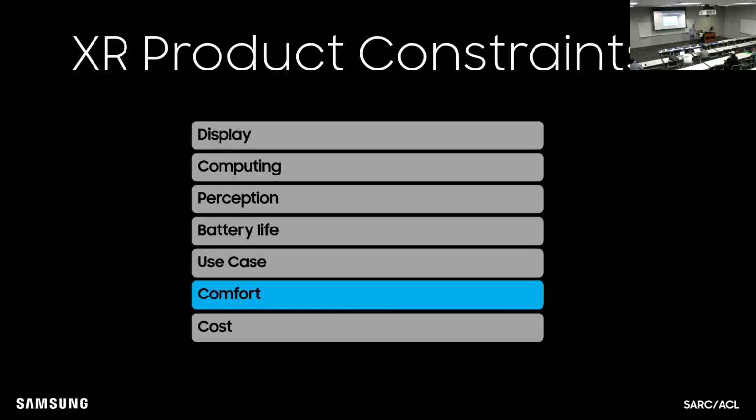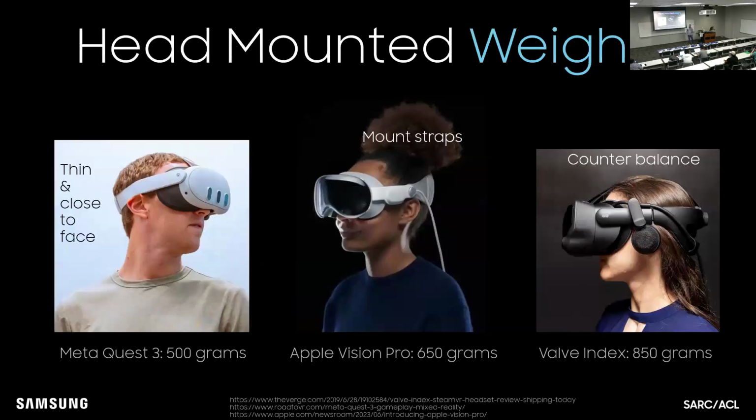Let's talk about comfort a little bit. I know it's one of those things people don't think about. So you have 3 major brands right now. Actually, Valve just released a new one, but you have the Meta Quest 3. Part of the design here is making it thin and light and close to the face to keep the center of gravity close to your face so you don't feel the weight on your neck, right?